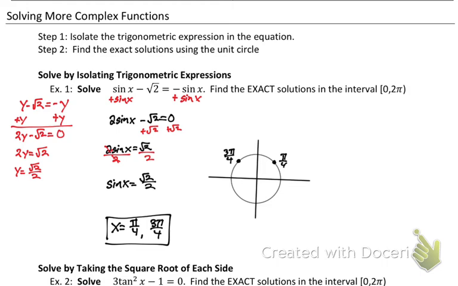So this is asking, what values can I plug in here that will make this statement true? I could plug in either one of those, and this statement would be true. Sine of pi over 4 equals square root of 2 over 2. Sine of 3 pi over 4 equals square root of 2 over 2. So we're giving multiple answers for these. So that is just straight up isolating our trig expression.